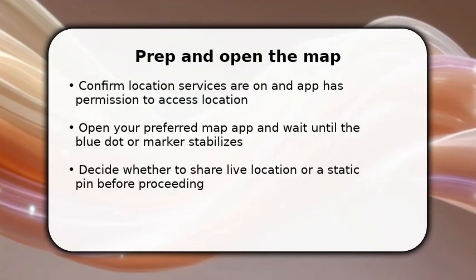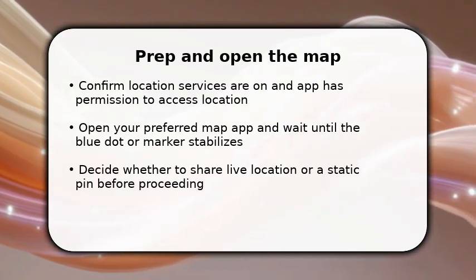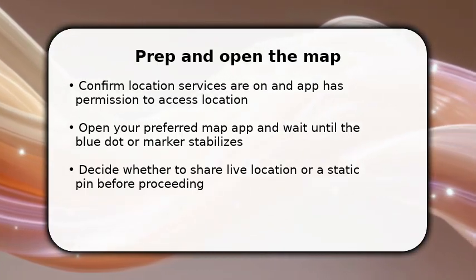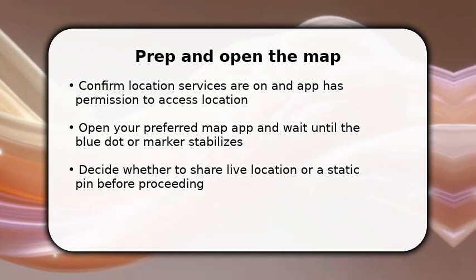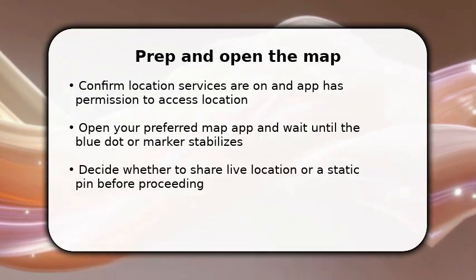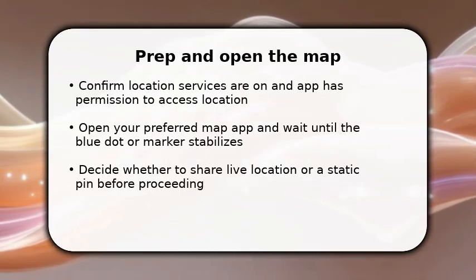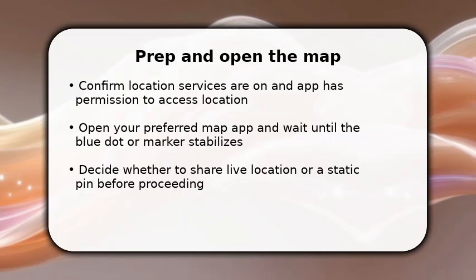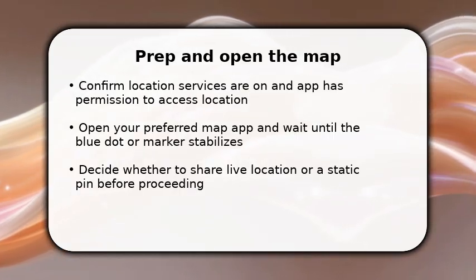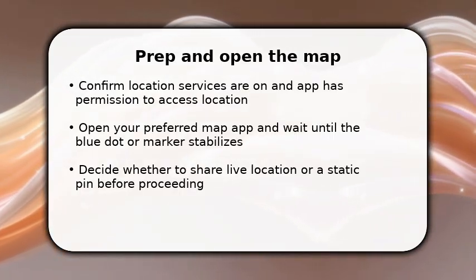You start by enabling location services and granting the map app permission. This ensures accuracy. Once done, open the map and wait for the blue dot to settle so your position is precise. Next, choose if you need live sharing for moving trips or a static pin for a fixed place. This decision changes the steps that follow.